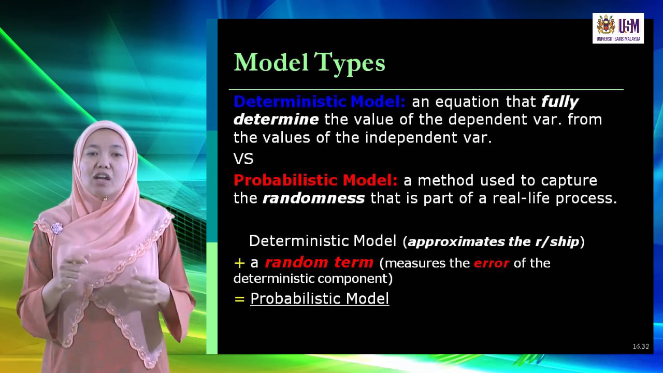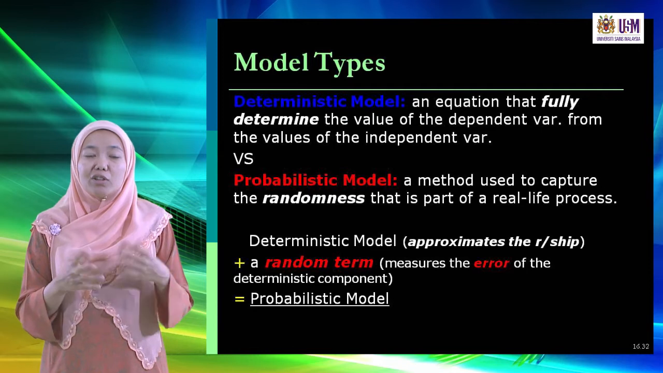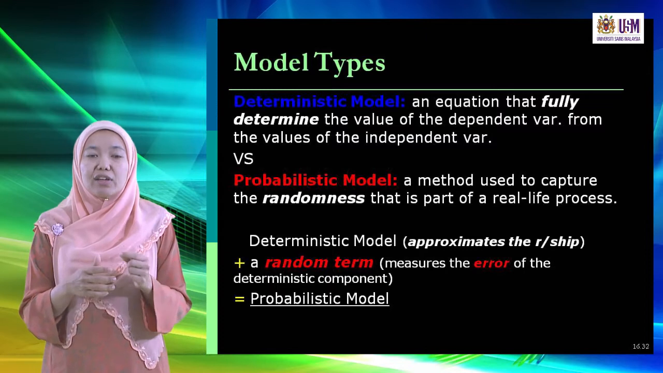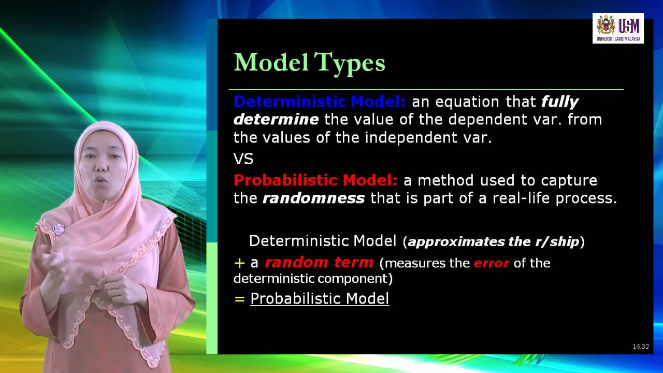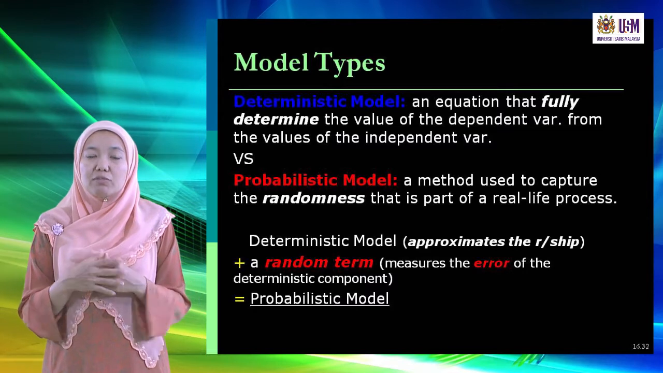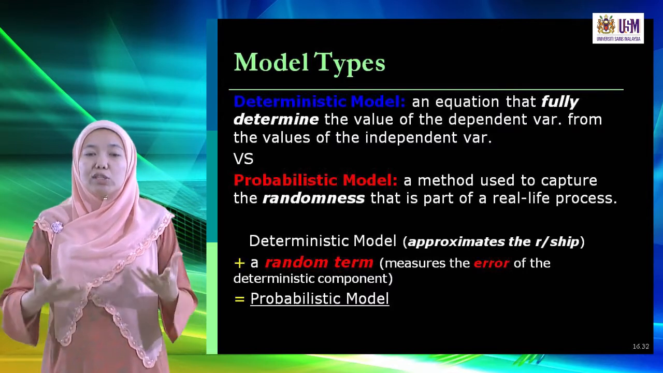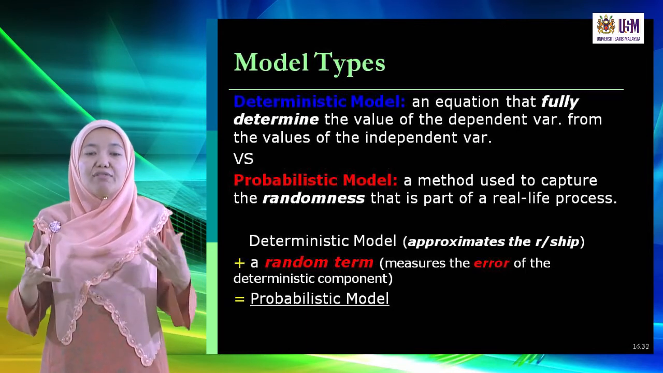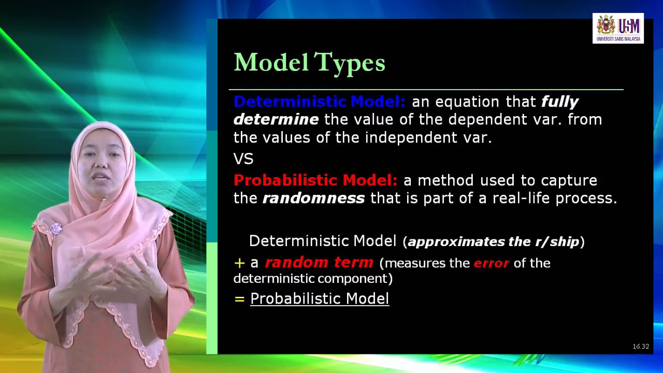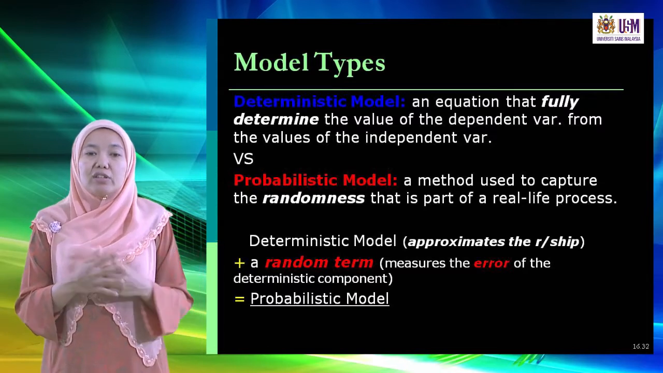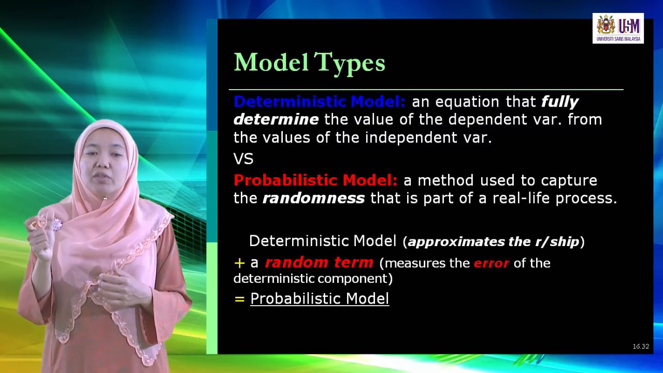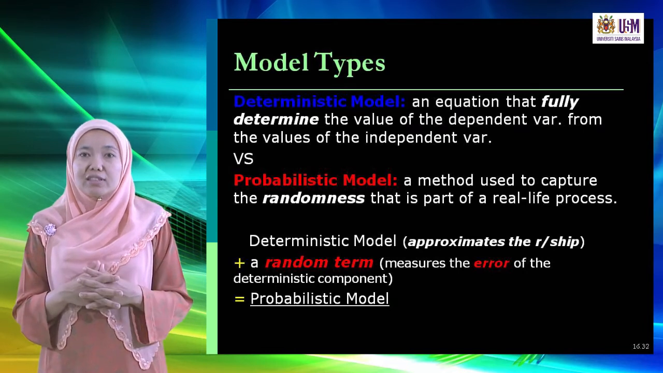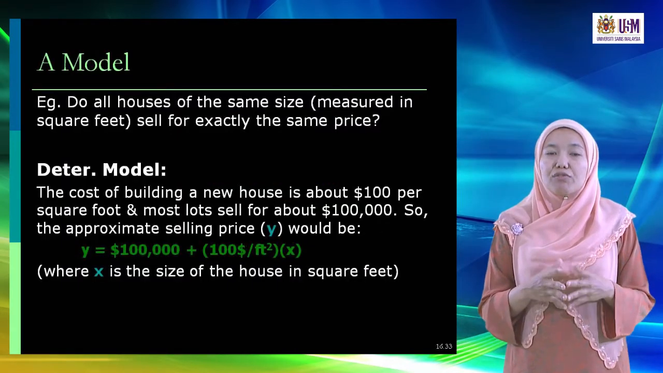In economics, saving is a function of income. So saving S as a function of income Y. That is basically an approximation of the relationship. If you were to model this saving theory, you need to remember that there are other variables other than income that also determine your saving levels. So in that case, you need to add a random term into your model so that you have a better probabilistic model. Let's look at the definition of a model.